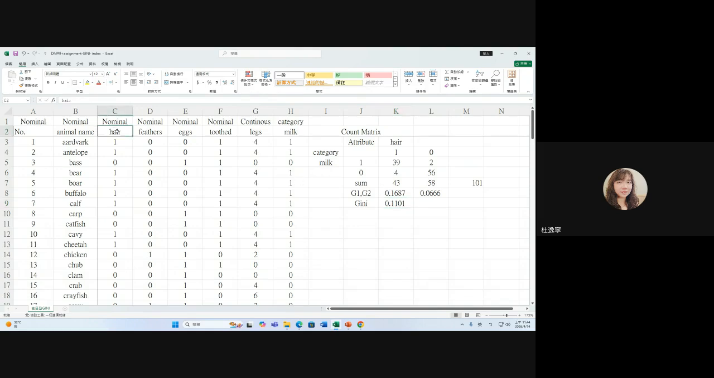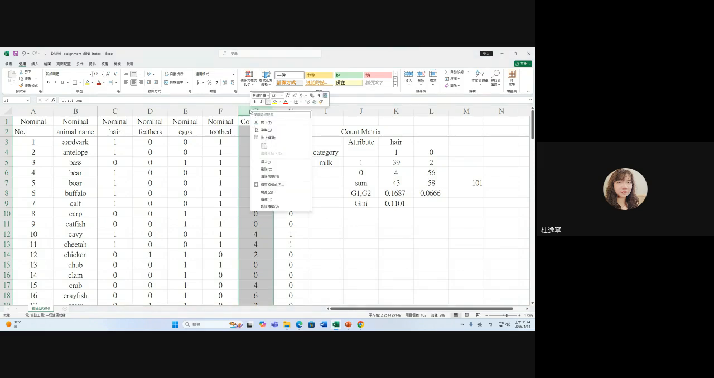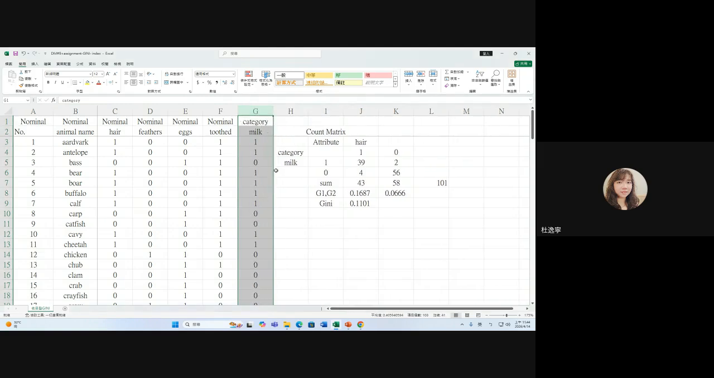So I have already demonstrated the hair part. Then the other parts, bag, act, close, are your turn. But the legs, please delete. Legs, please delete. So please use your mouse cursor. Choose all the G and press the right button of the mouse. Delete. We do not do the continuous variable here. It will be next week.